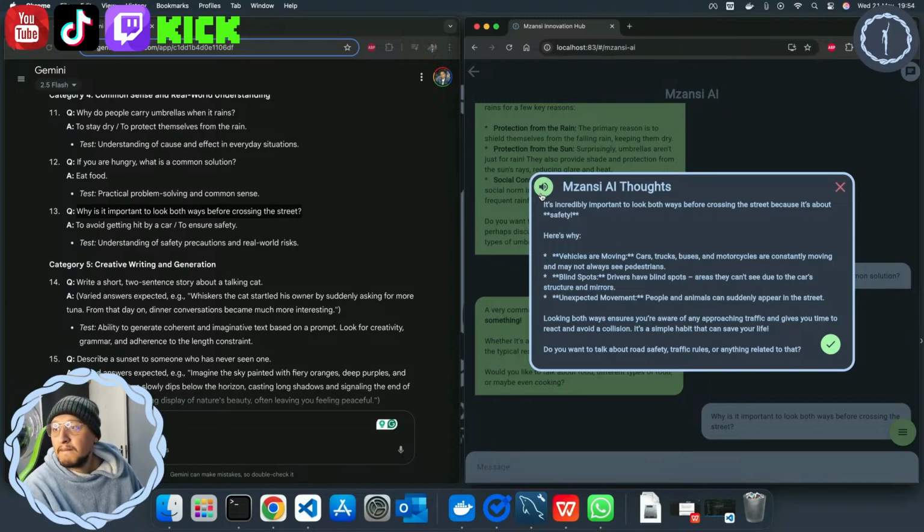It's incredibly important to look both ways before crossing the street because it's about safety. Here's why. Vehicles are moving: cars, trucks, buses, and motorcycles are constantly moving and may not always see pedestrians. Blind spots: drivers have areas they can't see due to the car's structure and mirrors. Unexpected movement: people and animals can suddenly appear in the street. Looking both ways ensures you're aware of any approaching traffic and gives you time to react and avoid a collision. It's a simple habit that can save your life.